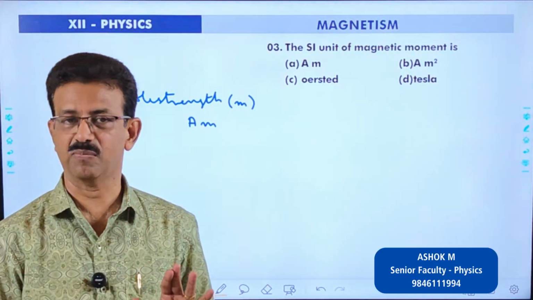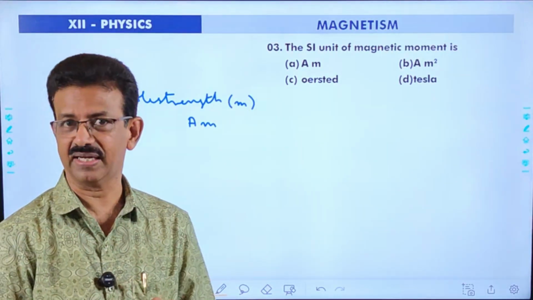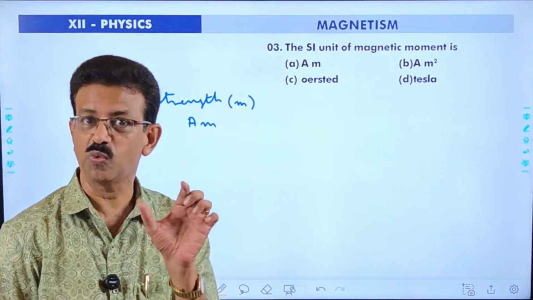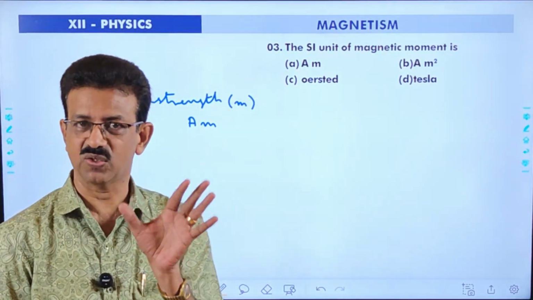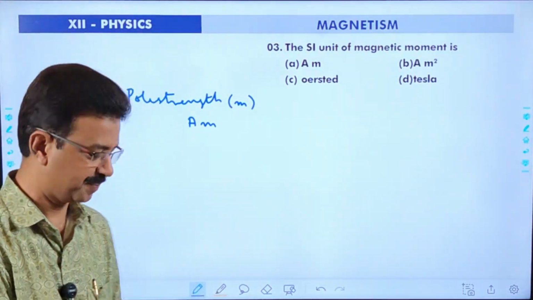Now about the magnetic moment. The product of one of the pole strengths of a magnet and the distance between the two poles, that is normally the length of the bar magnet, is called magnetic moment.